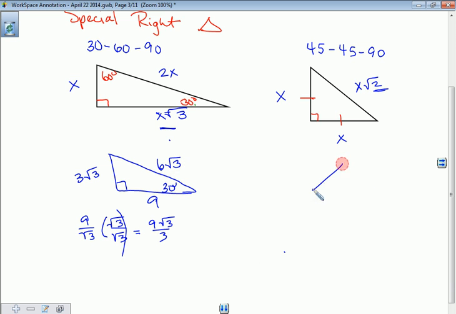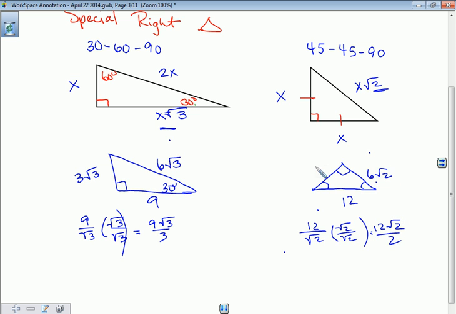Now let's take a look at 45, 45, 90. Okay? If we knew that this was 6, what would this side be? 6. And what would this be? 6 root 2. Okay. Now let's start with the hypotenuse. Let's say this was 12. What would we do to get the other 2 sides? Divide by root 2. Yep. So we get 6 roots of 2. Or you could do the same thing. Ask yourself, okay, what did I multiply by root 2 to get 12?